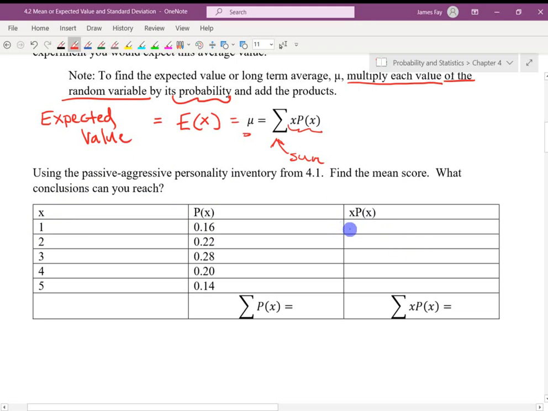So I'm going to take 0.16 and we'll multiply it by 1. Okay. Then we'll take 0.22 and multiply it by that random variable value of 2. And we'll do the same thing for all of these. So 0.28 times 3, 0.20 times 4, and 0.14 times 5. Okay. So that is finding the individual weights essentially for our expected value, or our mean of our probability distribution.